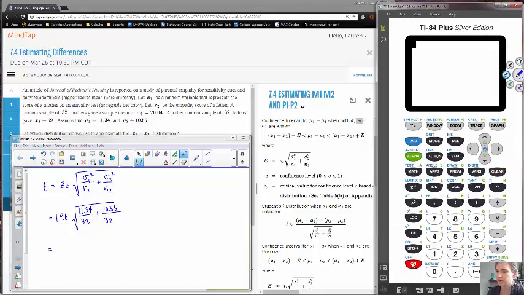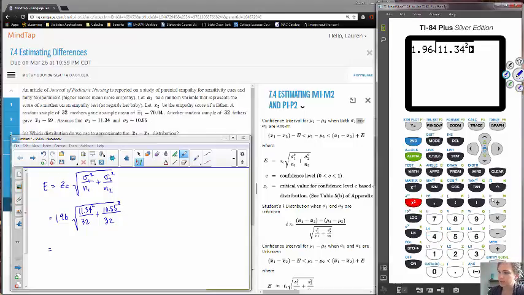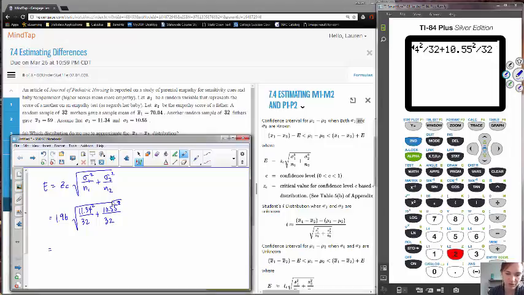Let's calculate that over here. 1.96 times the square root of 11.34. I missed on my formula that this guy should be squared and that guy should be squared. Squared divided by 32 plus 10.55 squared divided by 32. My calculator keeps the radical, so all these numbers are under the square root, which is good. That's what the formula called for.